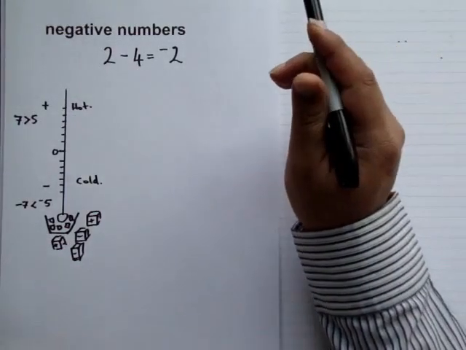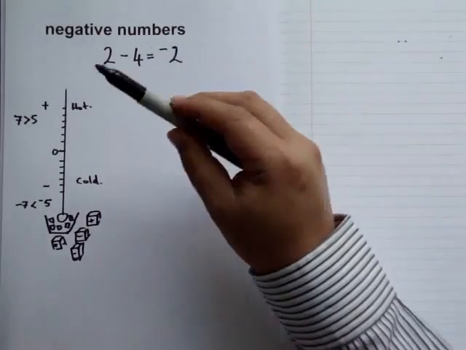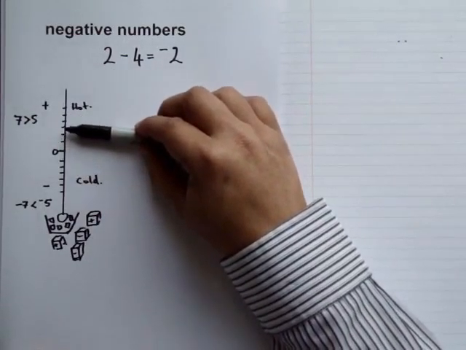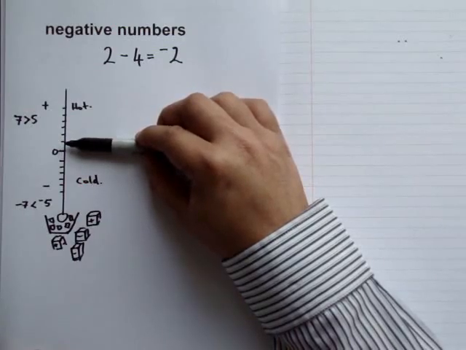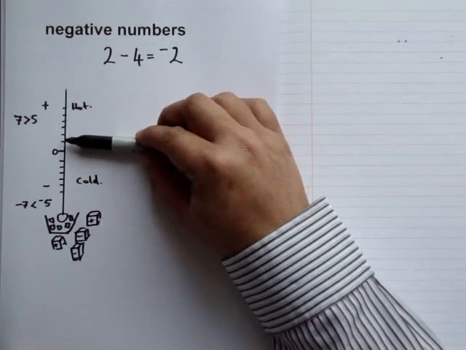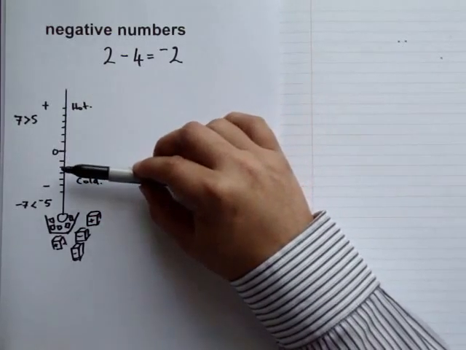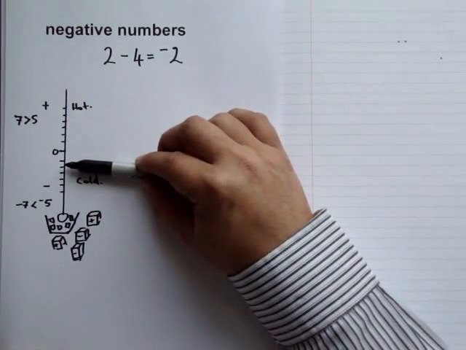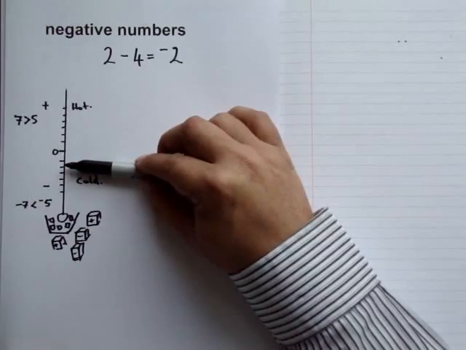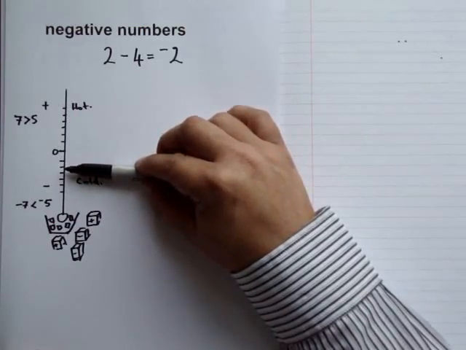So let's have a look at what happens when, well, let's go along the scale again. If we have a positive and we add a positive, it gets more positive. So a positive plus a positive remains a positive. If we have a negative and we add a negative, it goes down the scale. So a negative plus a negative remains a negative.